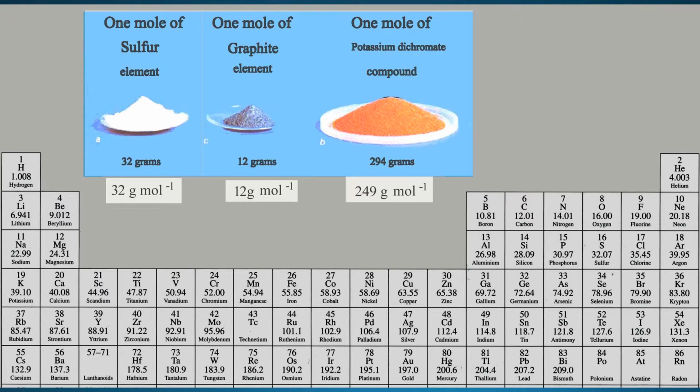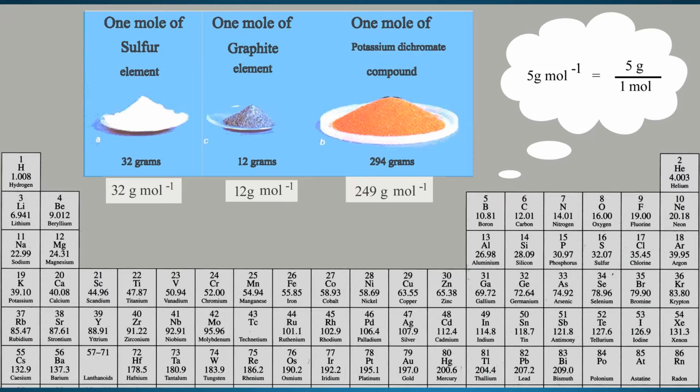So 1 mole of sulfur will be 32 grams, which is 32 grams per mole. So now 1 mole of graphite, carbon, 12 grams, or you can say 12 grams per mole. 1 mole of potassium dichromate, 294 grams. So it should be 294 gram per mole.